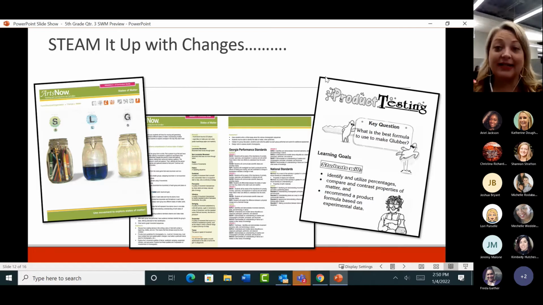Another culminating activity for this, another AIMS activity that's really great, is called product testing. And it's the students are trying to figure out the best formula to use to make Glover.